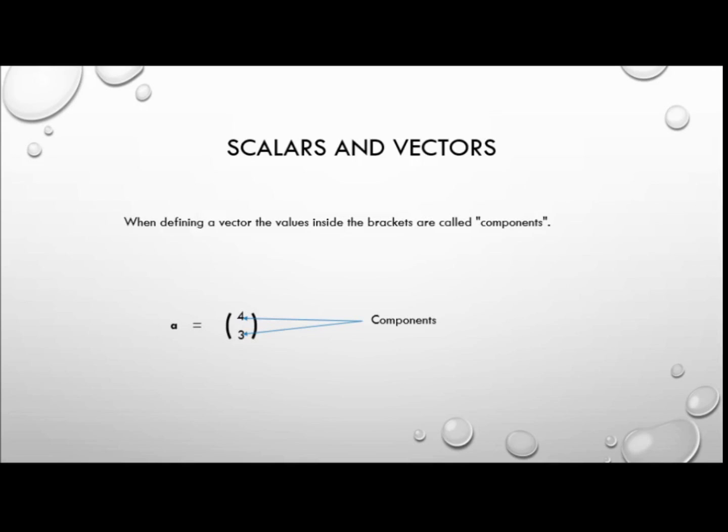When defining a vector, the values inside the brackets are called components. And the components of a vector do not necessarily have to be numbers. The scalar variables x and y form the components of vector A.